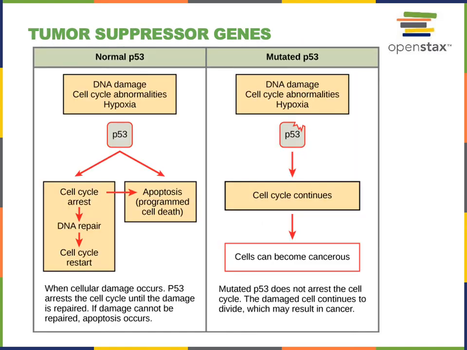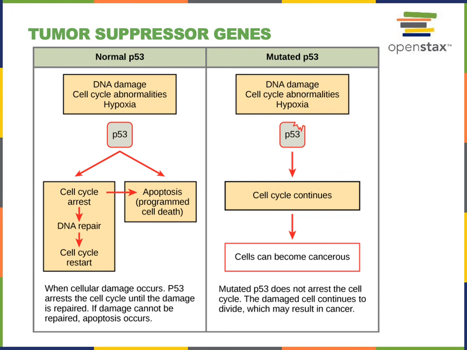In contrast to proto-oncogenes, which normally speed up the cell cycle, tumor suppressor genes have a normal function of slowing down the cell cycle. P53 is an example of a tumor suppressor gene. In response to DNA damage or other abnormalities, disruptions of the cell's functions, or low oxygen availability, known as hypoxia, the P53 protein becomes activated by these stressful events and will slow down the cell cycle.